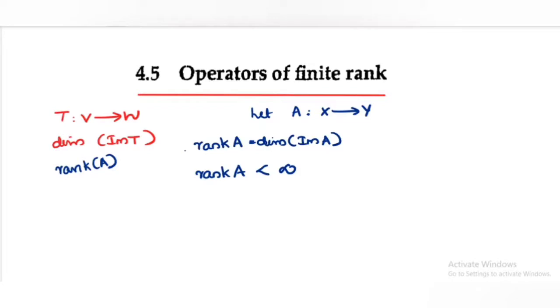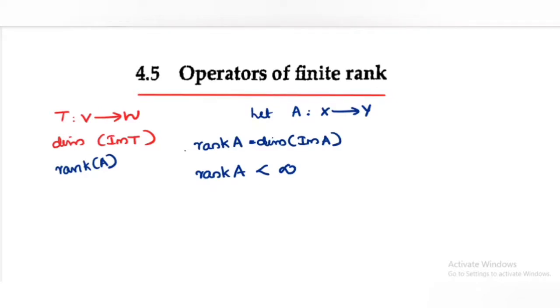Now we are moving to find an example of a finite rank. If A is of finite rank, then we call it a finite rank operator. Now, what do you mean? Give an example of a finite rank operator. That is our first problem.